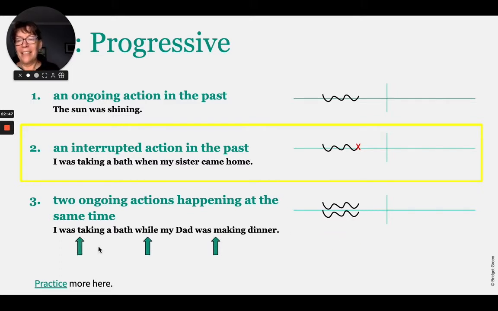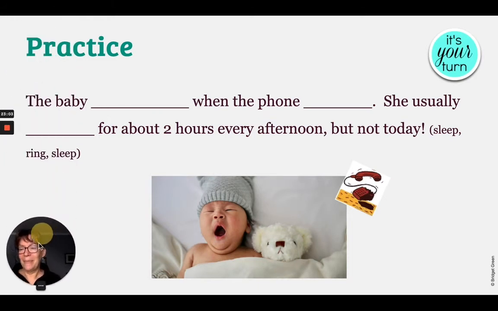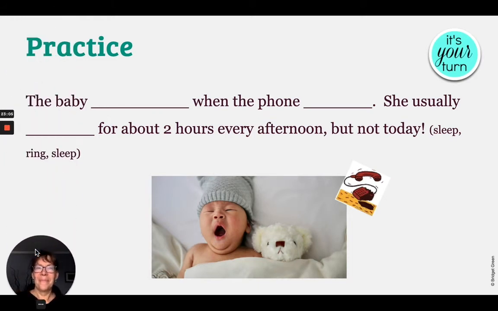Notice here we have the progressive, right? And here we have the progressive. And we usually use while with those 2 progressives. There we go. Your turn to practice. Let's check your answers.